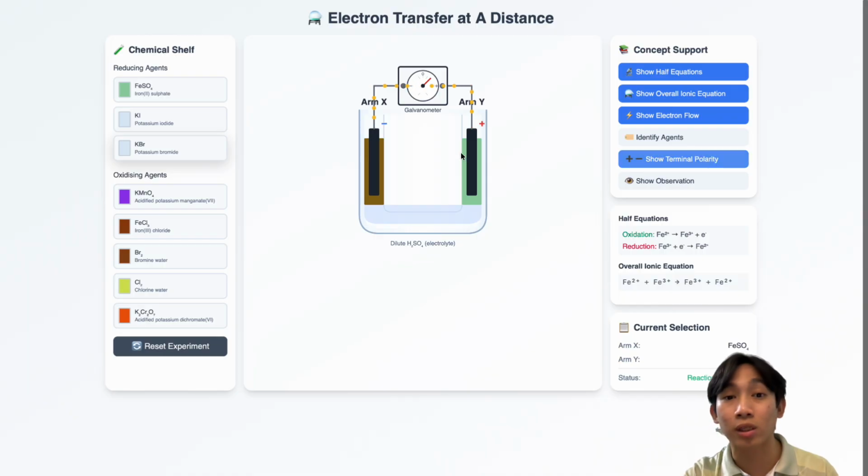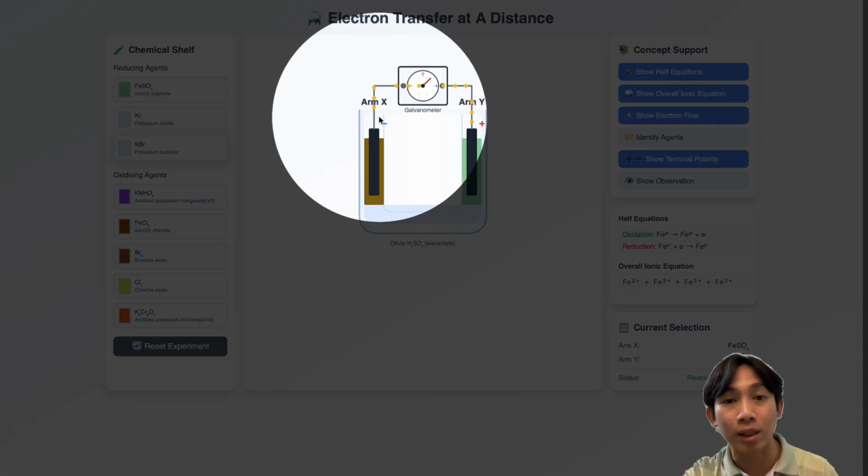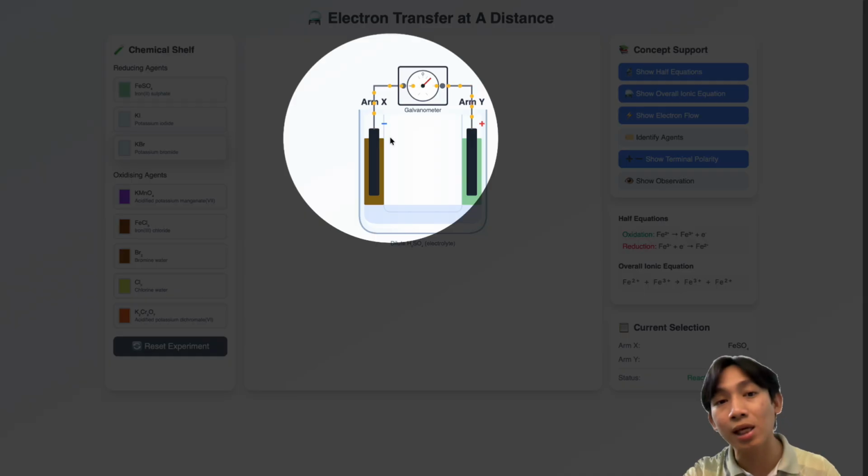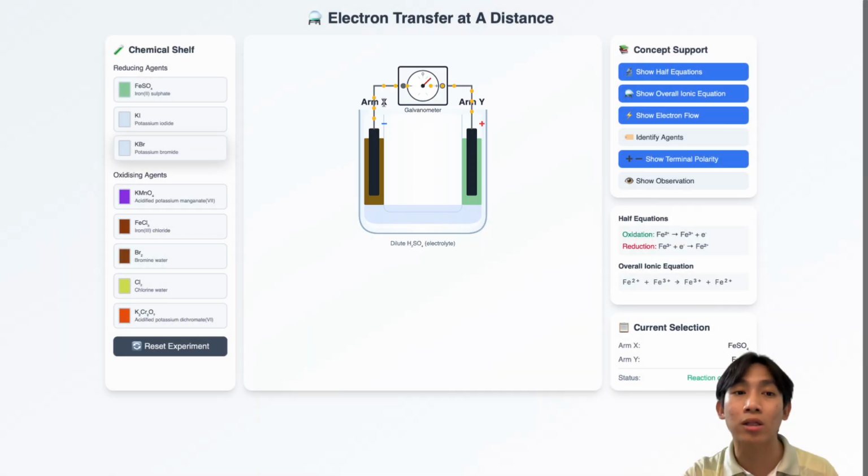Okay, and then you can show the terminal. So where is the terminal where the electrons come out? It is the negative terminal. Okay, the electron will come out from the negative terminal. So in this case, the negative terminal will be the arm X. Okay, because electrons come out from there, as the iron 2 sulfate is the reducing agent.